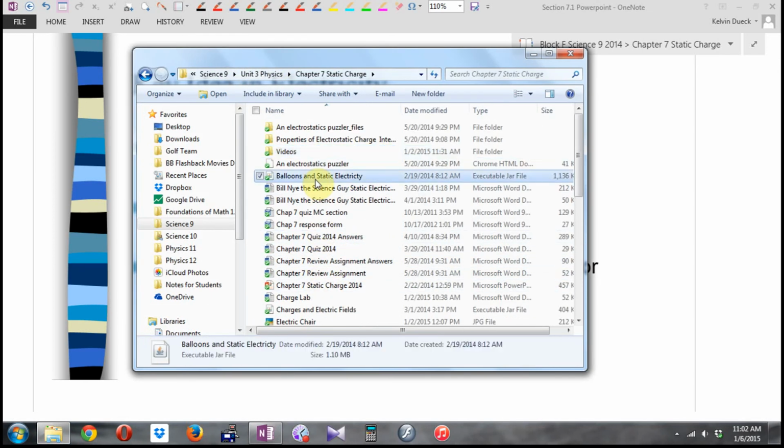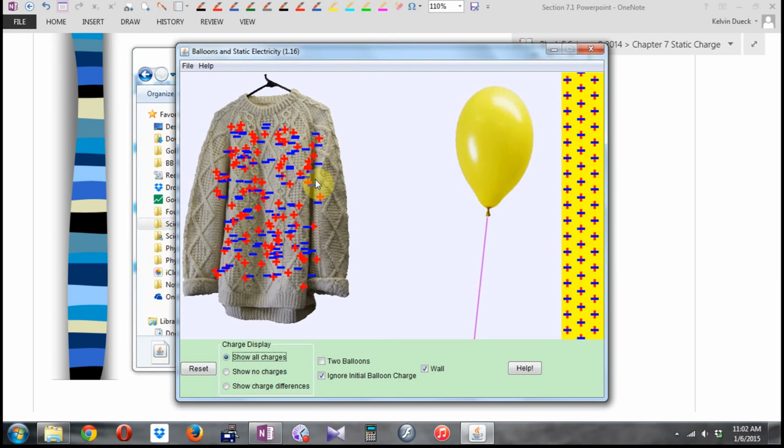Where's my balloon? Here we go. So let's look at what's going on with that balloon. Kev, you're not foolishly looking at your phone again or anything like that, are you? Guys, put them away. Put them away.